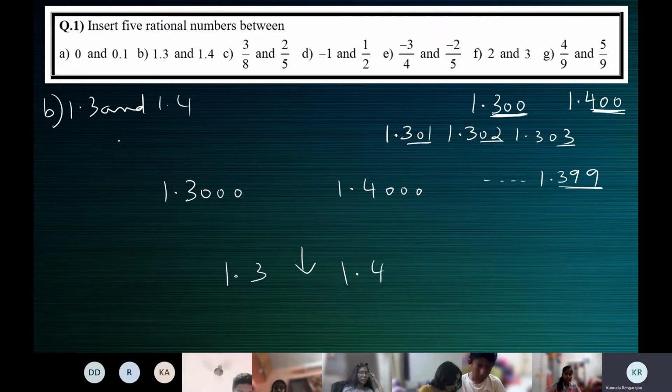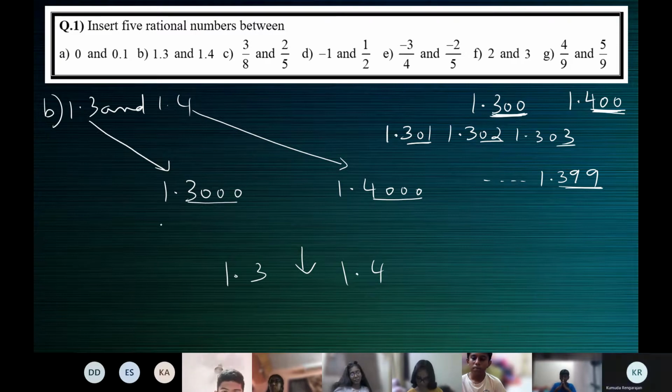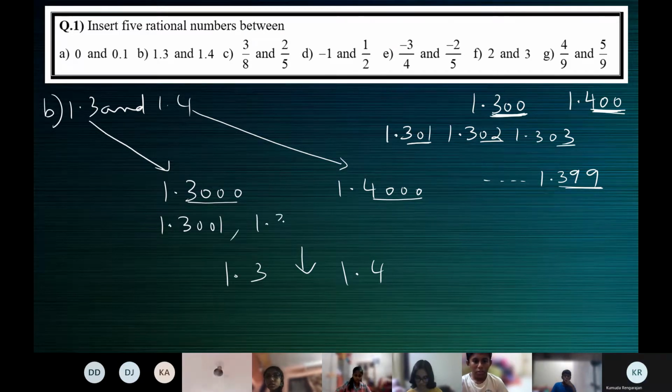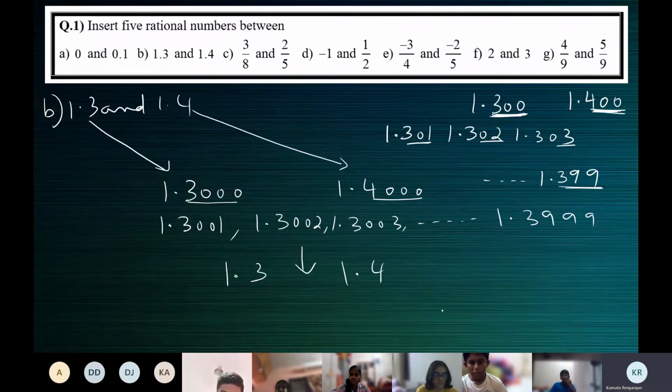So you can treat 1.3 as 1.3000 and 1.4 as 1.4000. You must have the same number of digits after the decimal point. Now between 3000 and 4000, what can you write? 1 point, give me the first value: 1.3001. Then 1.3002. Okay, next 1.3003. Like this, we can go up to 1.3999. We can go up to this.